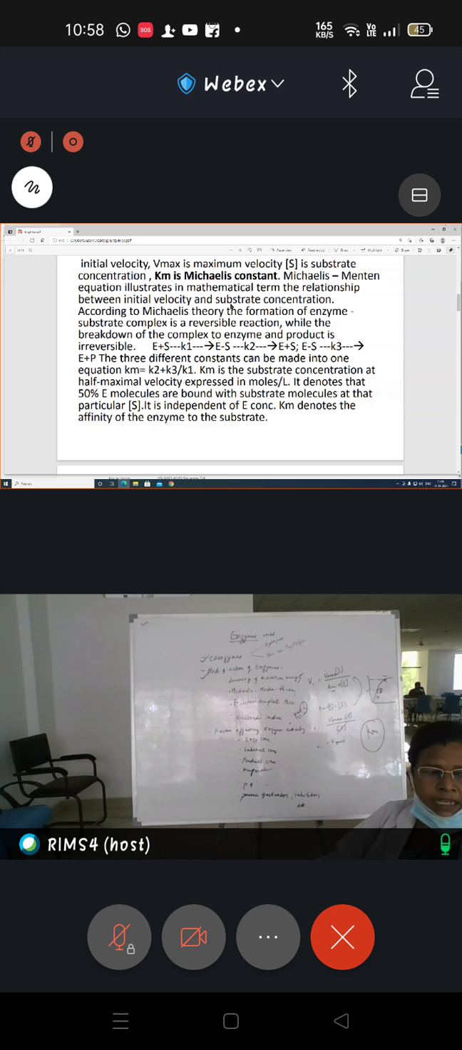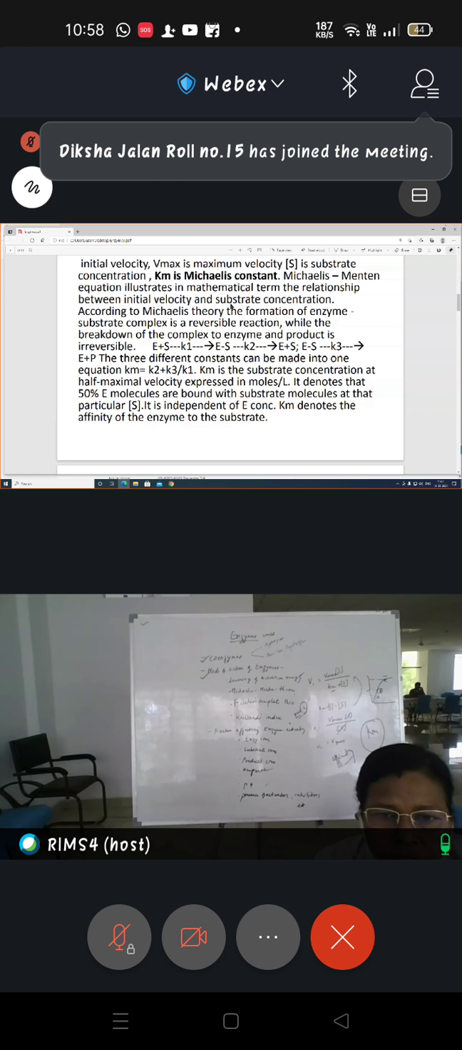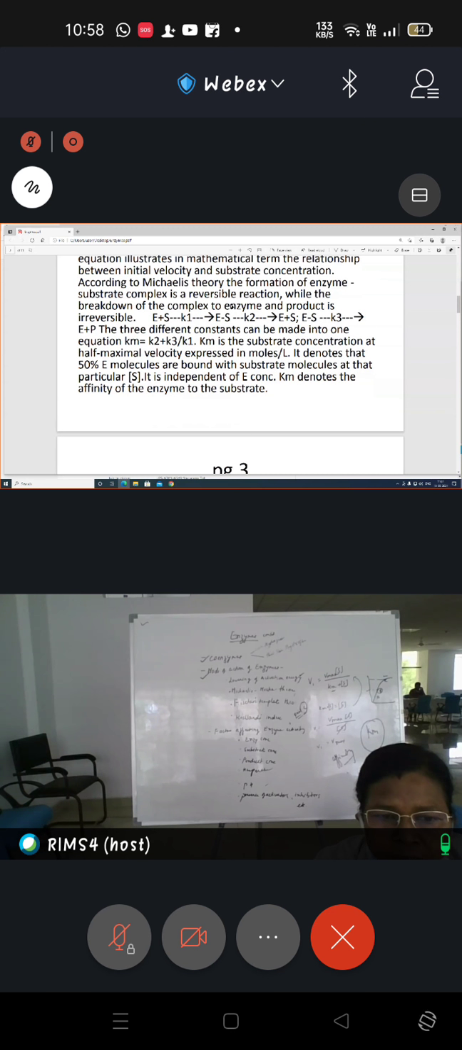If the Km value is high, you should know that the affinity of the enzyme to the substrate is low. So it is an inverse relation with affinity. If the Km is high, that means the affinity of the enzyme to the substrate is low. And if the Km is low, it indicates that the affinity of the enzyme to the substrate is high.